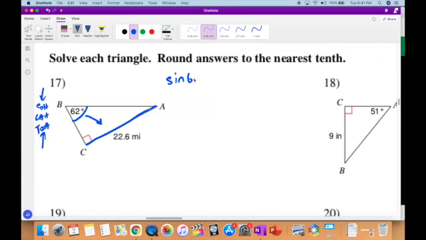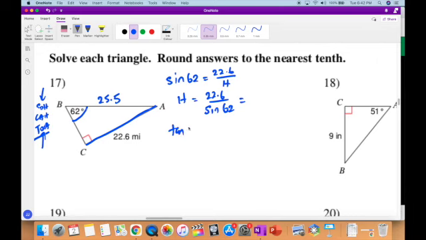Sine of 62 is equal to opposite, which is 22.6, over the hypotenuse, let's call it h. So h is going to be 22.6 divided by the sine of 62, which is 25.5. Right? Now it seems correct to me because remember the hypotenuse is the longest side, right? Let's see now. We don't need to use any more information. We could go straight to the tan and find the adjacent side here.